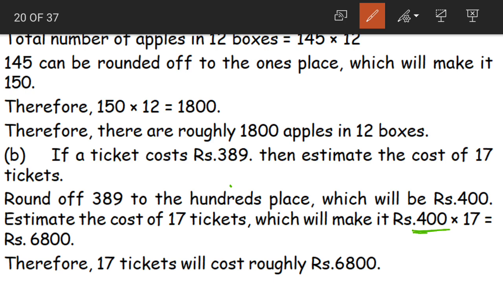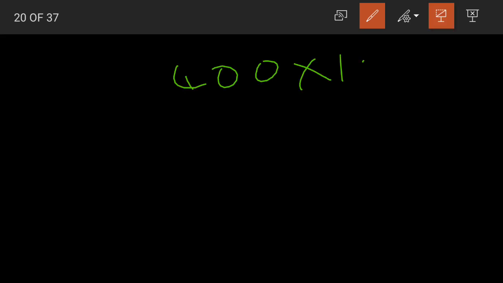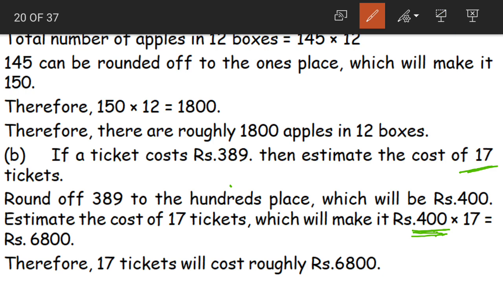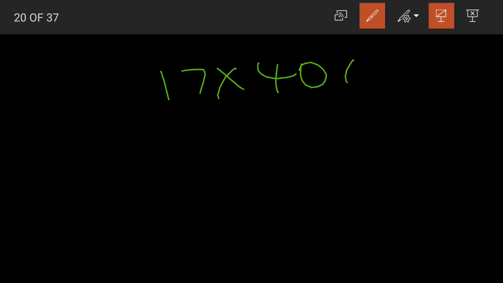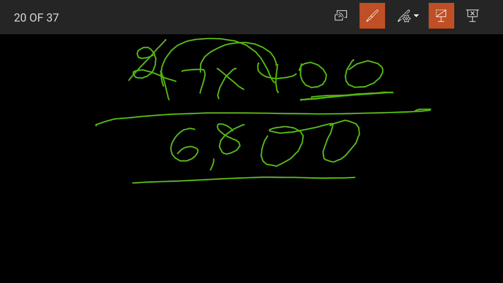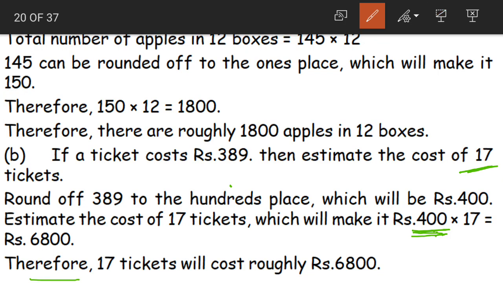Approximately each ticket costs us 400. Now multiplying this 400 with 17. Yes children, we know how to do this, right? We are having two zeros. Simply I'll write it like this, 17 into 400, so that multiplication becomes easy. 2 zeros written as it is. 4 sevens are 28, 2 carried, 4 twos are 8, plus 2 becomes 10, 4 ones are 4, plus 1 becomes 6. 6800 is our answer. So therefore 17 tickets will cost roughly 6800 rupees.